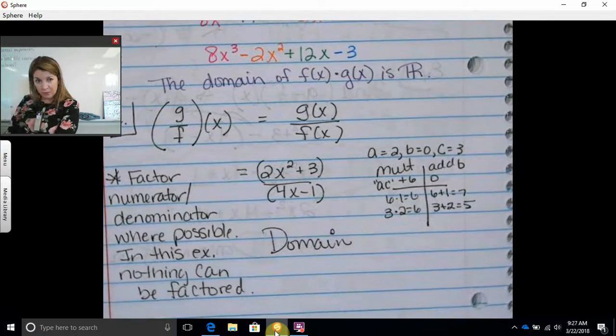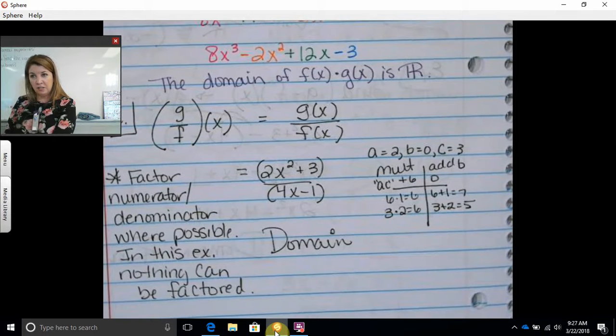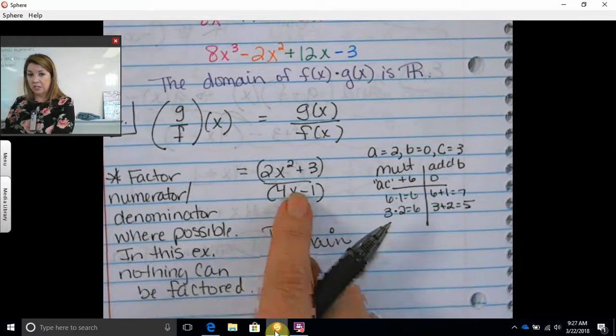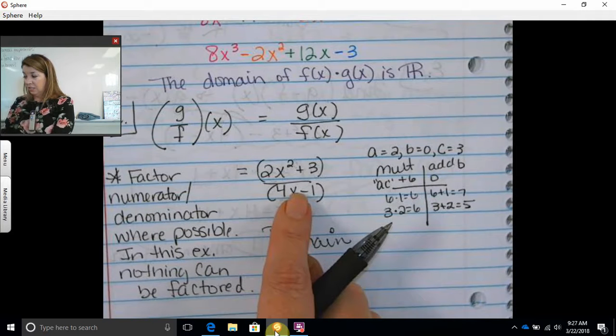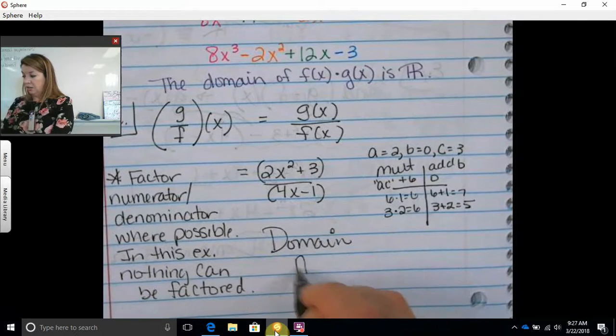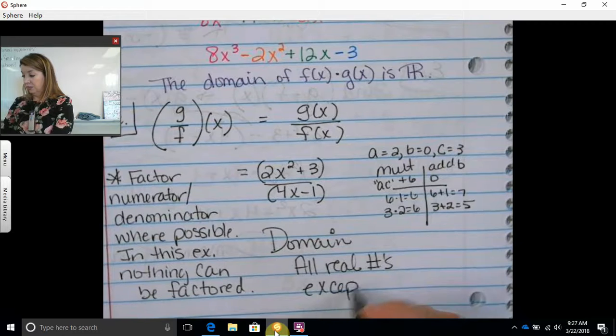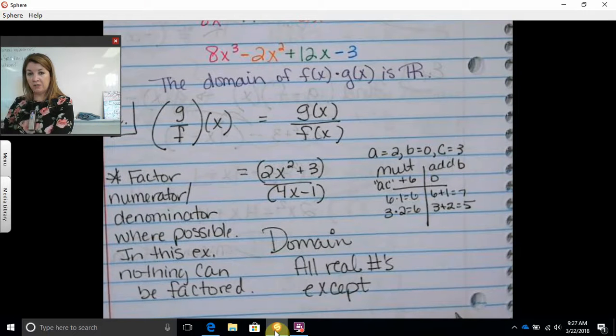We want to say all real numbers, but don't we have a variable in the denominator? So there's going to be some number that if x equaled that number, it would give me a 0 in the denominator. And you can't have a 0 in the denominator, can you? It's going to be all real numbers except, what would I plug in for x that would turn the denominator into a 0?